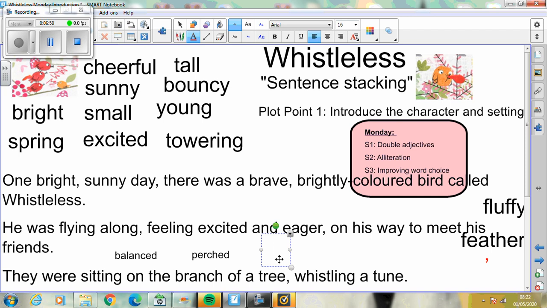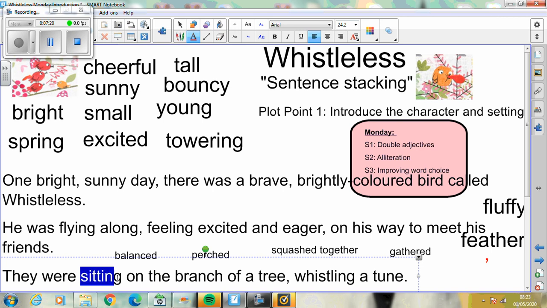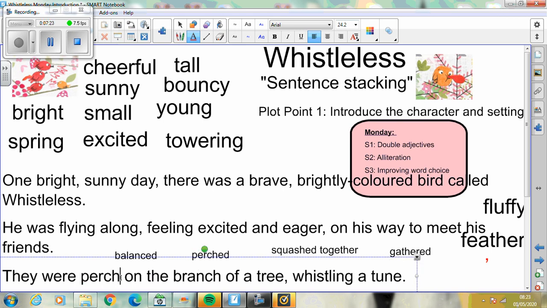They were squashed together on the branch of a tree. They were gathered on the branch of a tree. So I've got 4 different choices. And if we were in class together, what I would be doing now with you would be coming up with all these ideas that I'm sure you would share with me, and I'm sure you've got some more interesting words of your own that you could add in. But I'm going to go for perched.